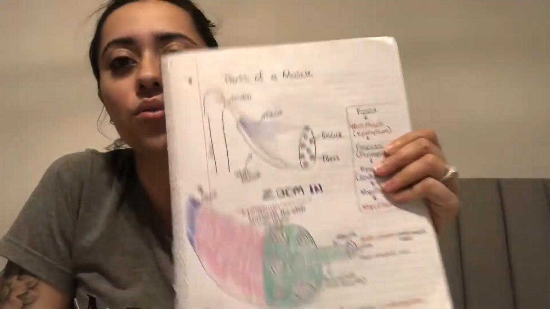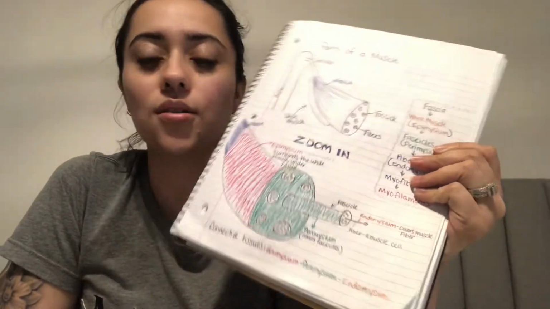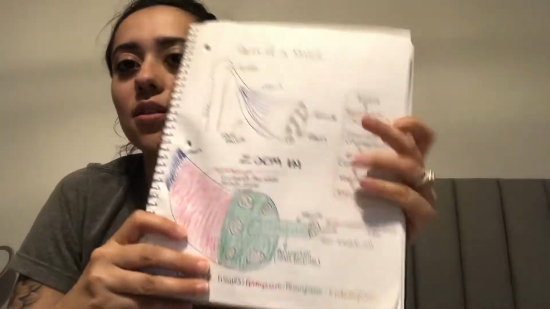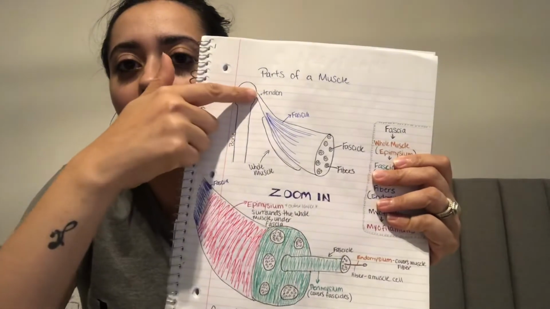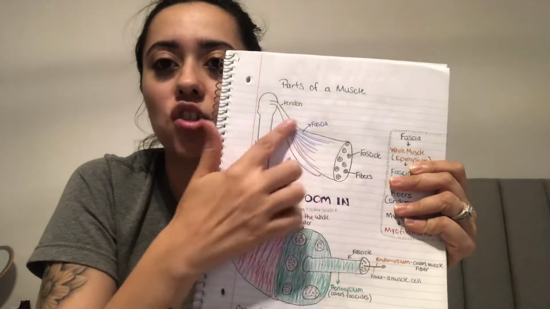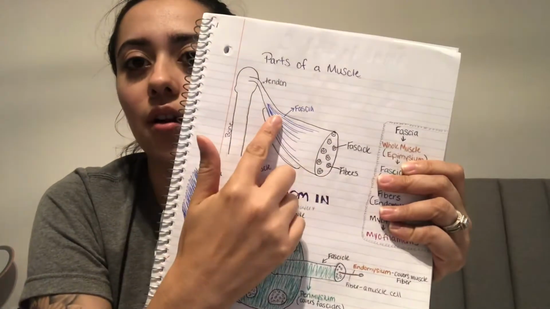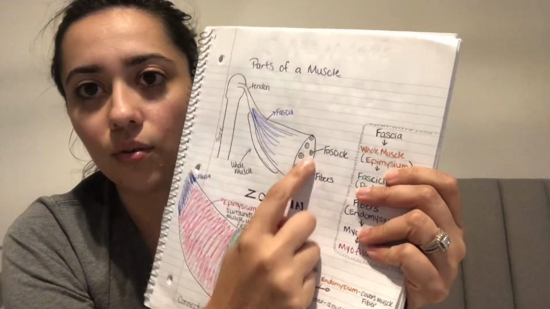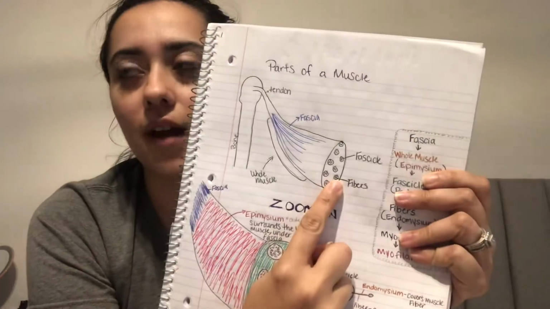Here I drew out parts of the muscle. We'll first start off with how it starts. So here we have the bone, which here is a tendon. The first part of that is the fascia, which is this blue part here. And then we go down to the fascicles, which are the circular parts. And then we do have the fibers that are within the fascicles.